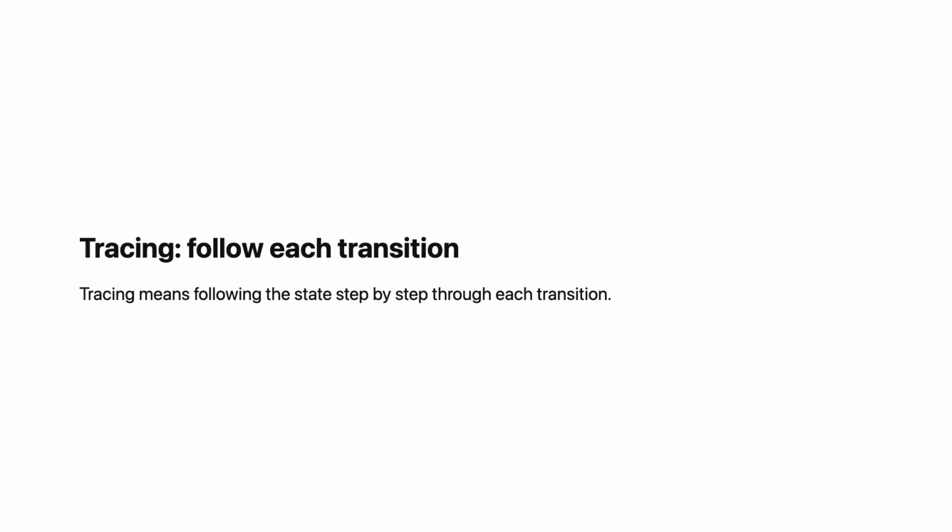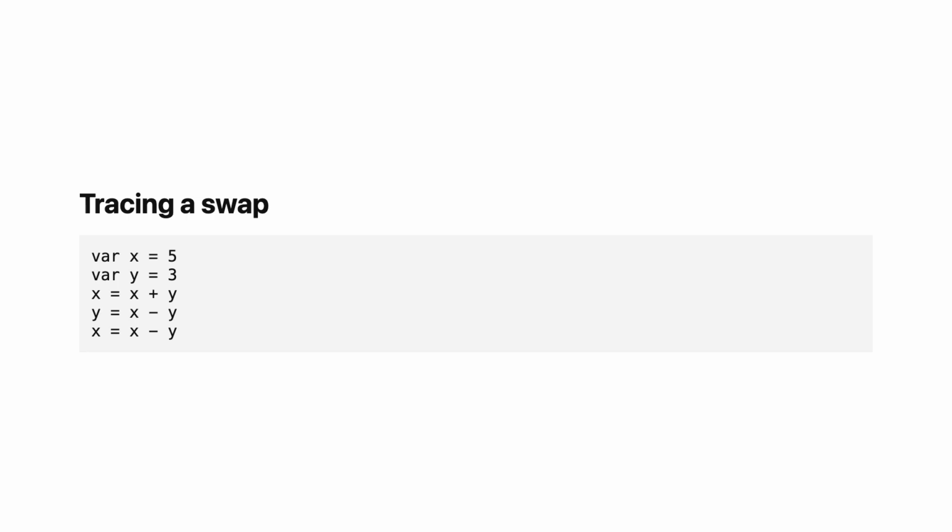Imagine we have two variables, x equals 5 and y equals 3. Then we run three instructions: x equals x plus y, then y equals x minus y, then x equals x minus y. What does this program do? Let us trace the state. Initial state, x is 5, y is 3.